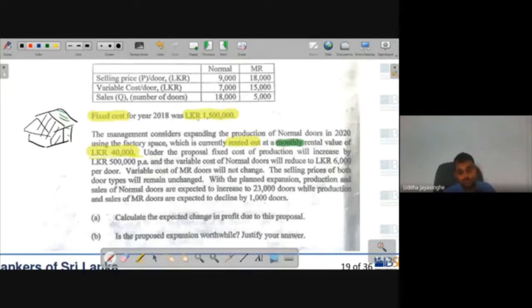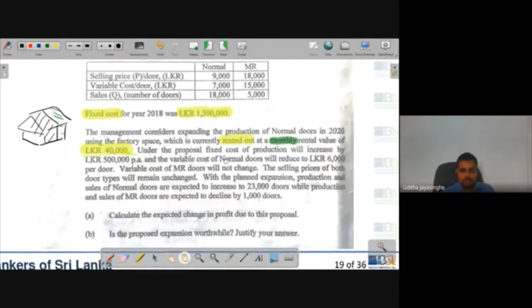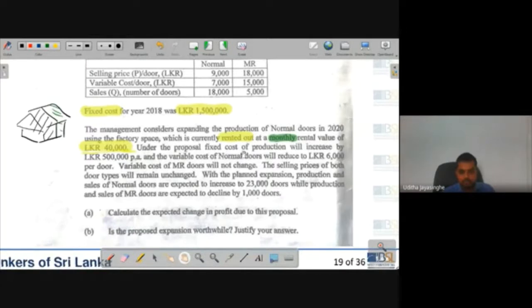Simple. But what is going to happen? Your rental income you're going to lose if you go for this proposal, and keep that in a corner of your mind. Let's move on. Under the proposal, fixed cost of production will increase by 500,000 per annum, and the variable cost of normal doors will reduce to 6,000 per door. Okay. Now what has happened here? It's a real case study. So under the proposed new structure, your fixed cost of production is going to increase. So that's fair enough, isn't that?